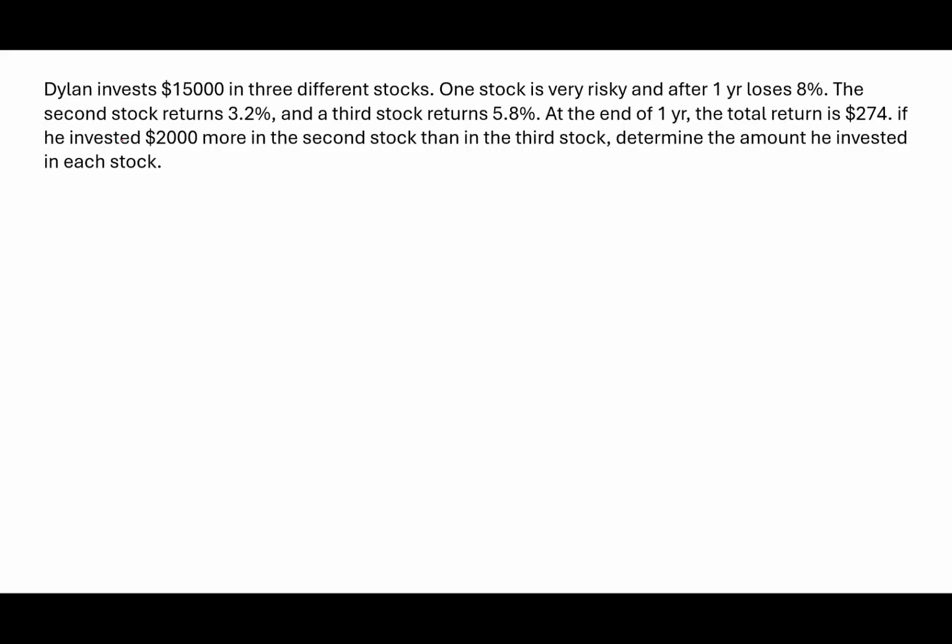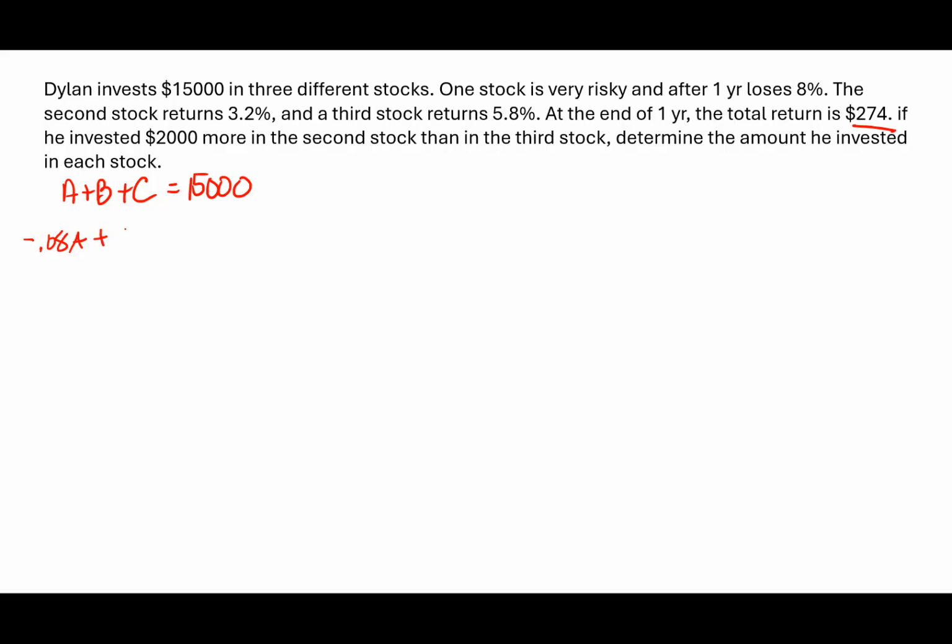So if you invested $15,000 total, that's A plus B plus C is equal to 15,000. His return after a year is $274. This means the amount of money that he actually made out of this investment. So he lost 8% on stock A, which means that if we're going to add up the amounts of his returns, that's going to be negative 0.08A because he lost money on that stock.